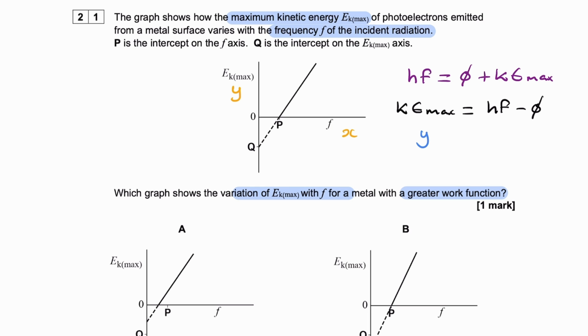So this is mx plus c. Frequency is our x value, the gradient is Planck's constant, and the y-intercept is the negative of the work function. So if we're increasing our work function, making phi bigger, that makes our y-intercept more negative. So the graph should sink down lower. The y-intercept should become more negative, which corresponds to the work function getting bigger.